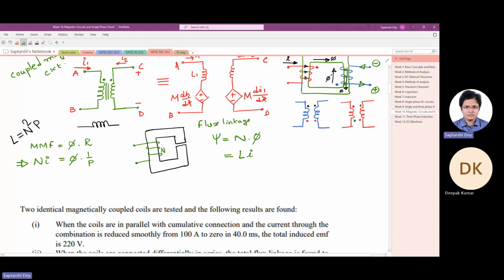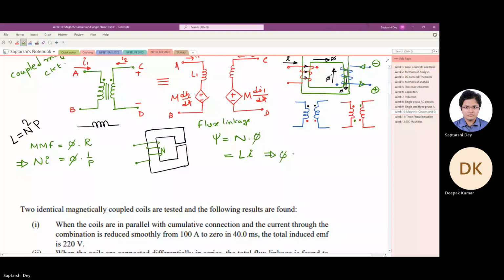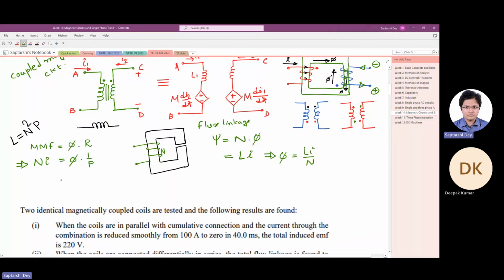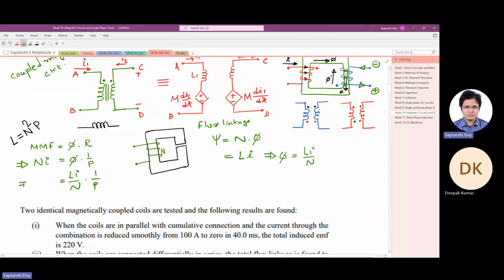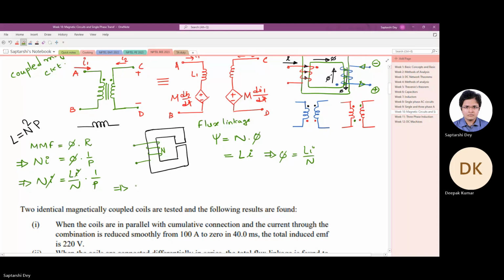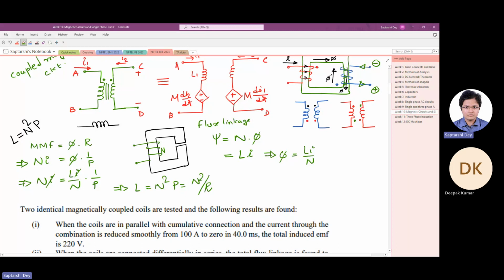Okay. Now from here we can write that phi is Li by N. Now if we replace this phi in this equation, what we have is Li by N times 1 by P, which is equal to Ni. Now i gets cancelled out. What you are left with is inductance is N squared permeance, or you can say N squared by reluctance. Now reluctance of what? The reluctance that this coil sees. What does it depend on? It depends on the magnetic circuit.